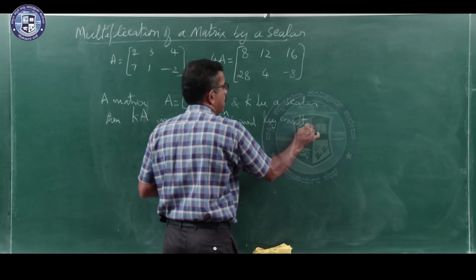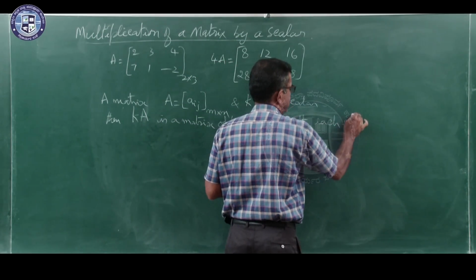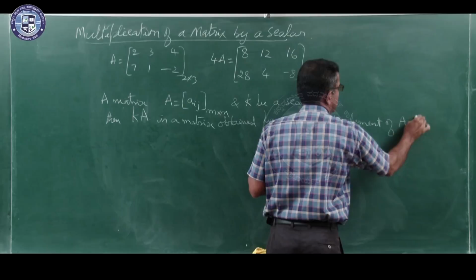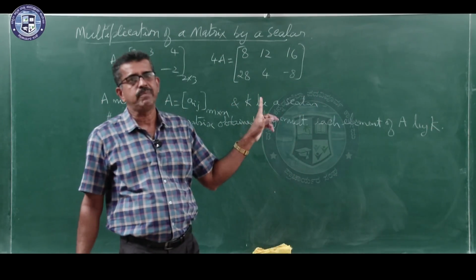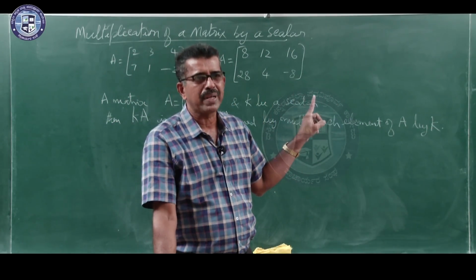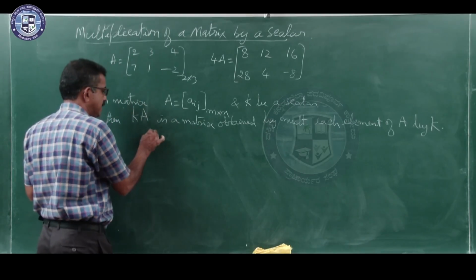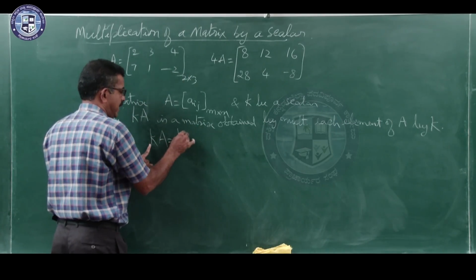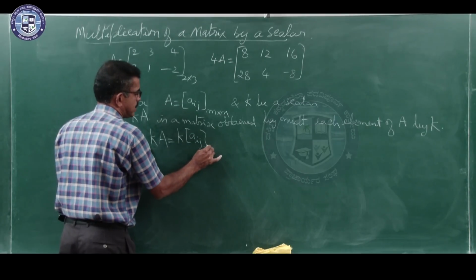How is it obtained? By multiplying each element of A by a scalar K. Every element of A needs to be multiplied by a scalar K. In other words, I may write here K into A. So, symbolically I can write it like this. It is K into matrix, correct?